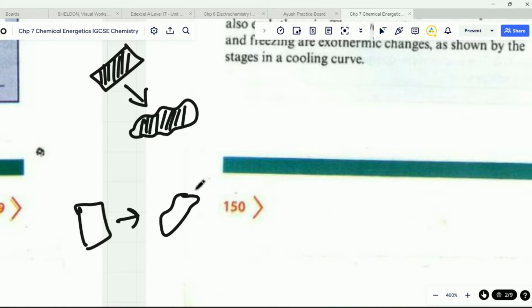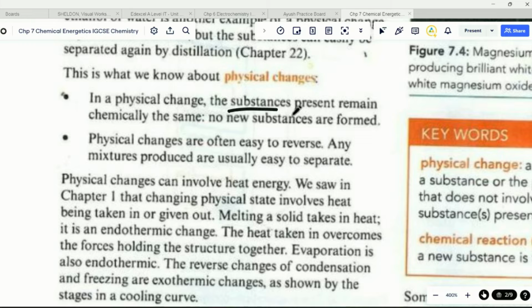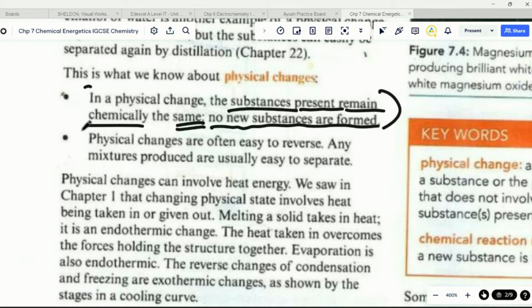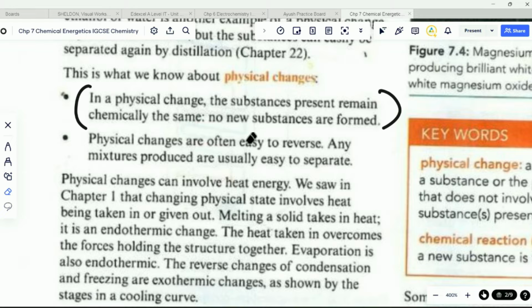Correct? In a physical change, substances present remain chemically the same. No new substances are formed. The substance remains chemically the same, even though we have a change in state of matter. Second point, physical changes are often easy to reverse. Any mixture produced is usually easy to separate.